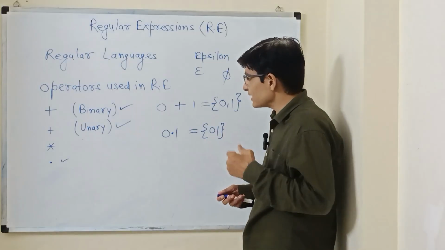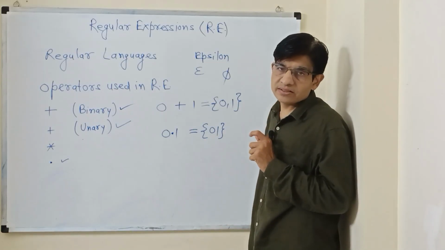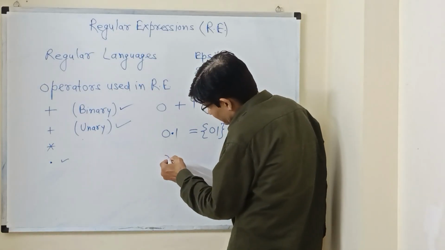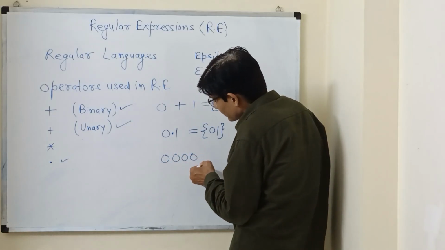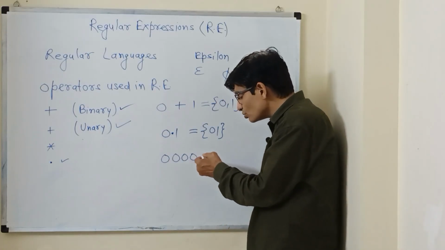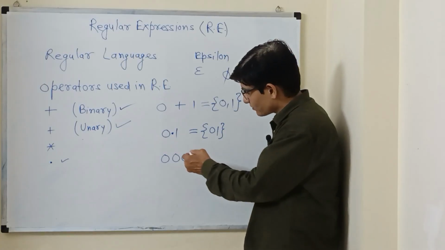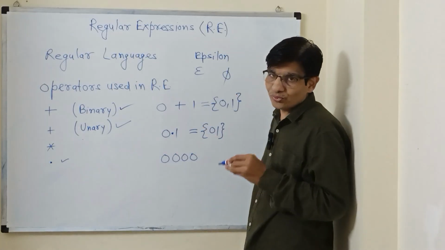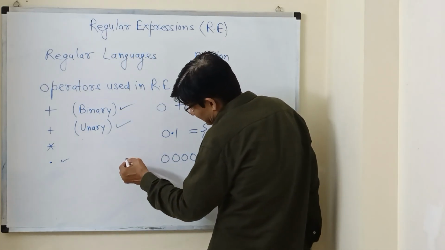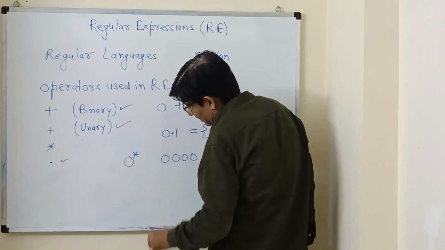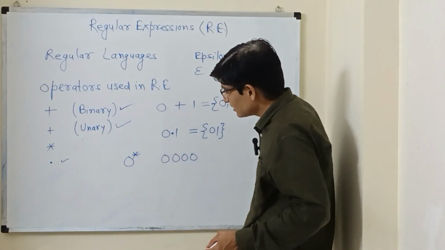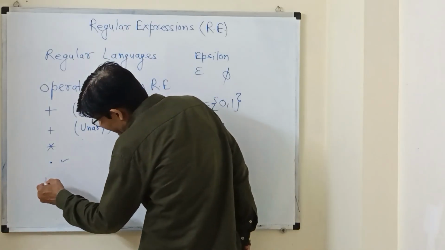Now friends, in some cases we need to repeat a symbol many times. In that case you can write 0 0 0 0, four zeros consecutively. If I want to represent a string of infinite length like this, I can represent it with one regular expression, which is 0 asterisk. Asterisk represents Kleene closure.